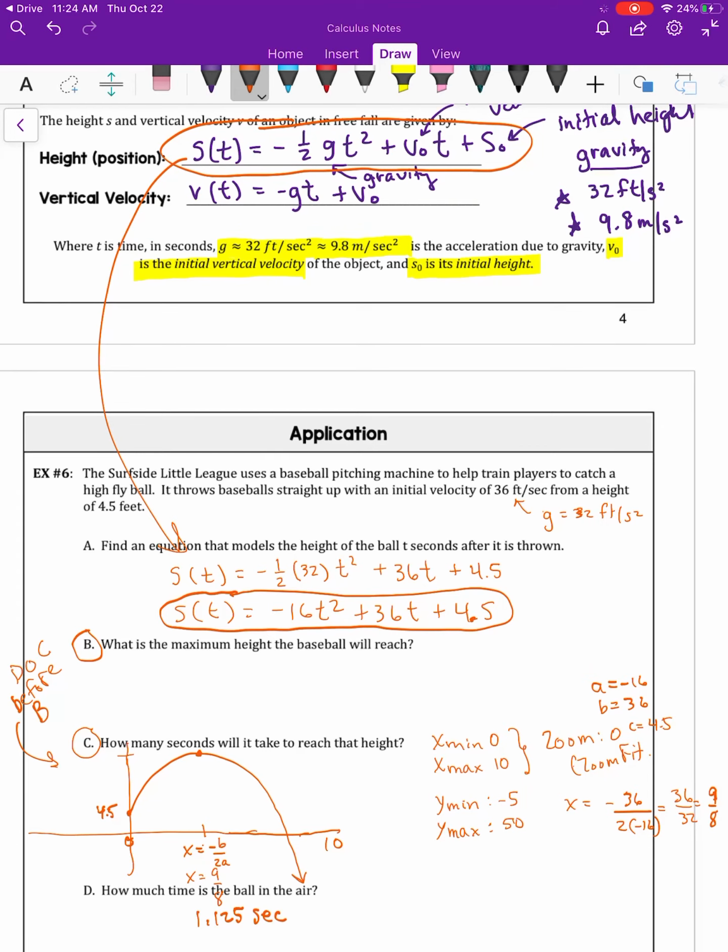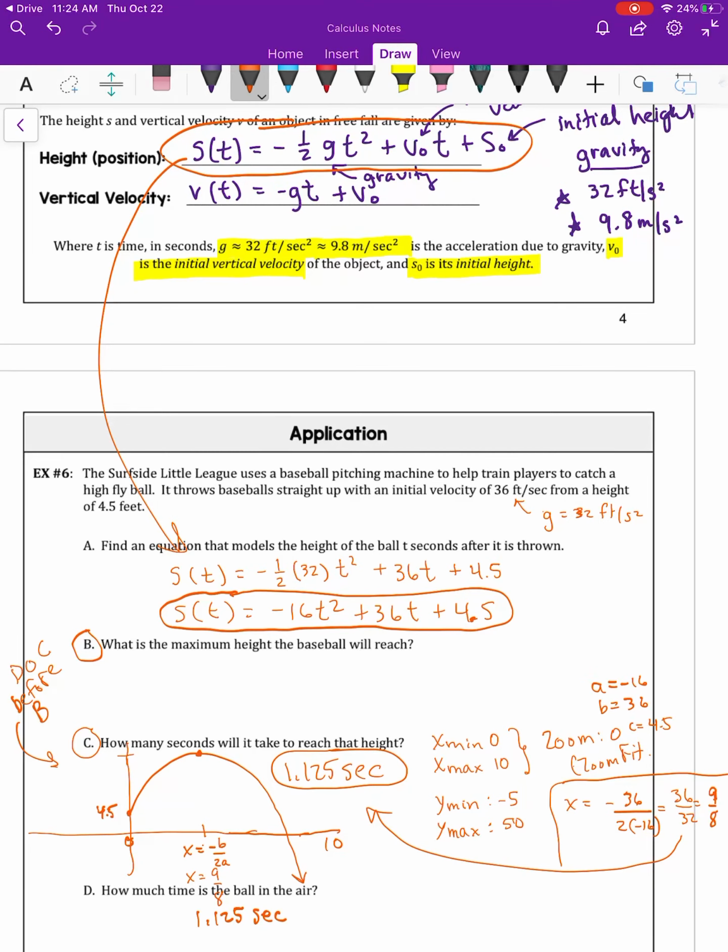So how many seconds will it take? 1.125 seconds. I'm sorry, this is not pretty. Yours can be prettier in your work, and really that work is what gave you this, right? So if you were showing your work, it would be this all the way to the 1.125 seconds.